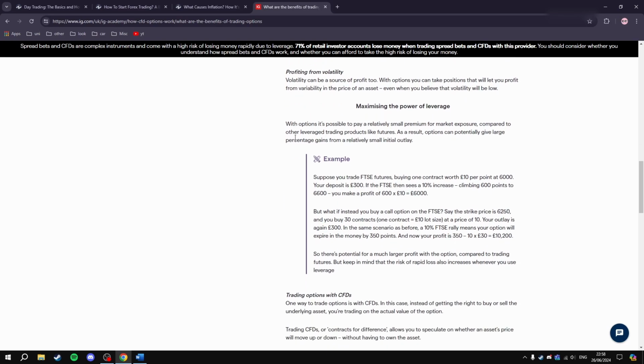Profiting from volatility. Volatility can be a source of profit too. With options, you can take positions that will let you profit from variability in the price of an asset, even when you believe that volatility will be low.